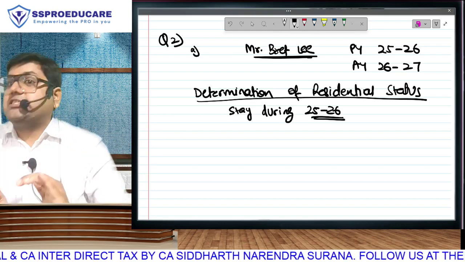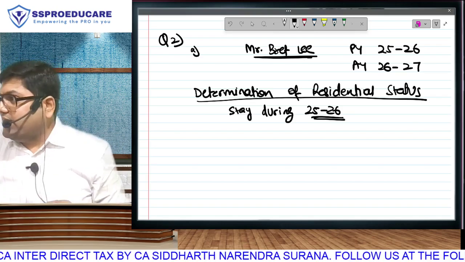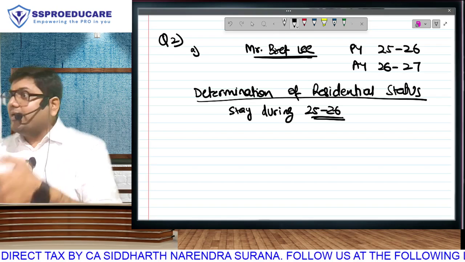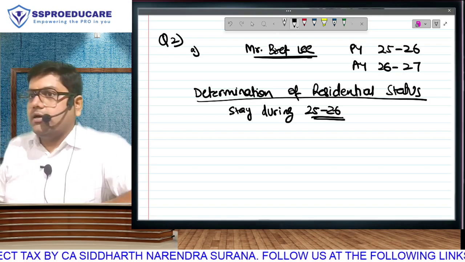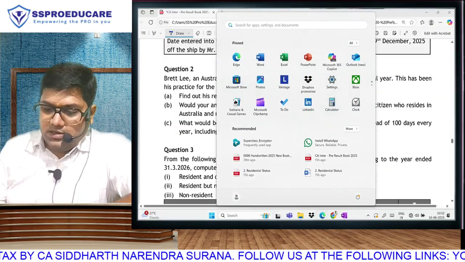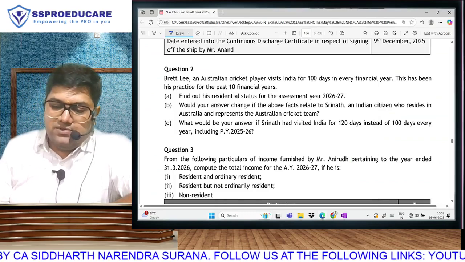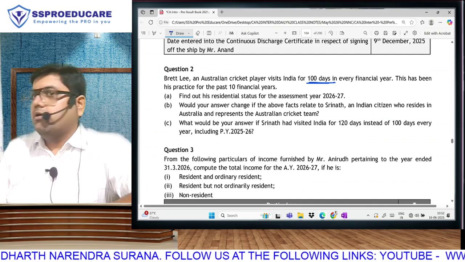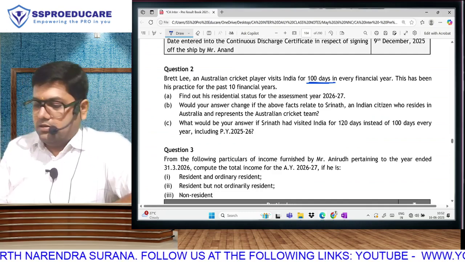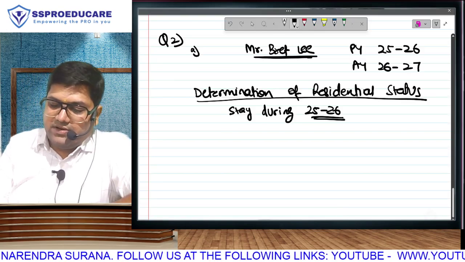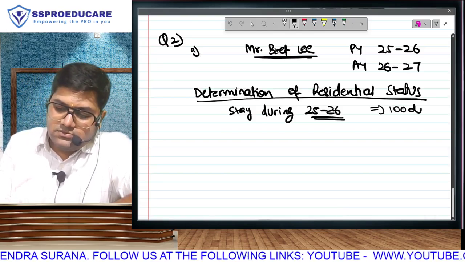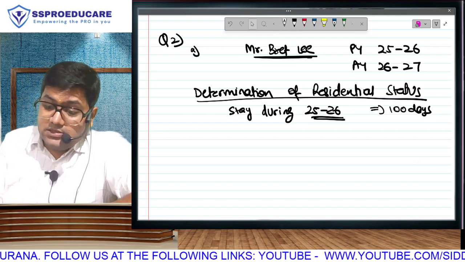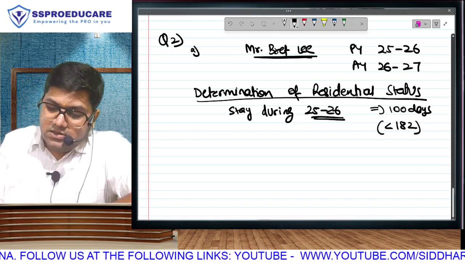This period's stay will help me come to a conclusion. As far as our last 4 years or last 7 years are concerned, is that relevant? Yes, but later. First is stay during the current year. And now you can go and examine. The question is quite specific with respect to this. He visits every year for a period of 100 days. So what is his stay during 25-26? 100 days, which means this is less than 182.